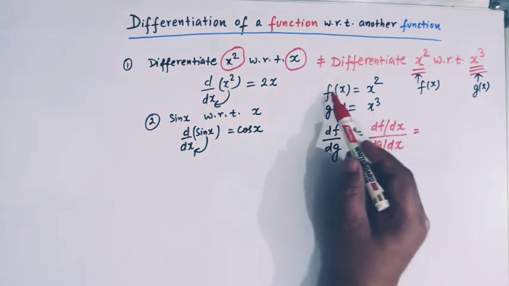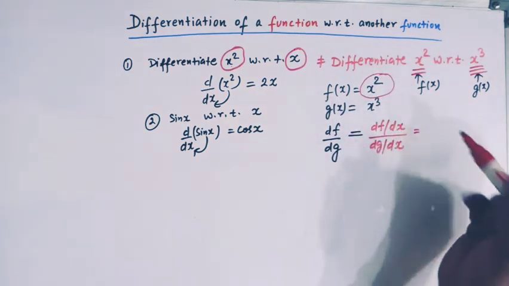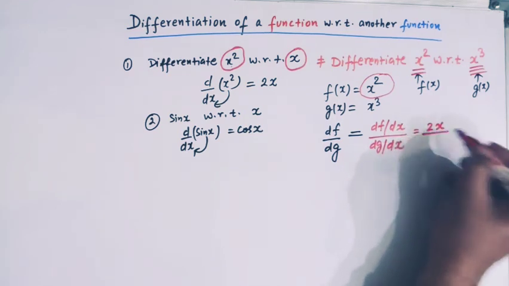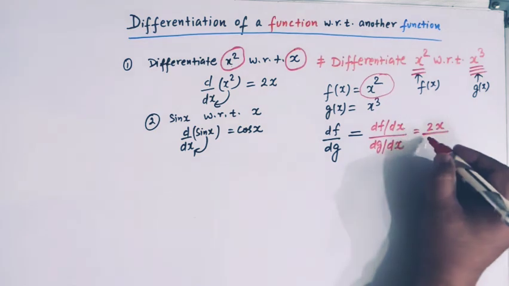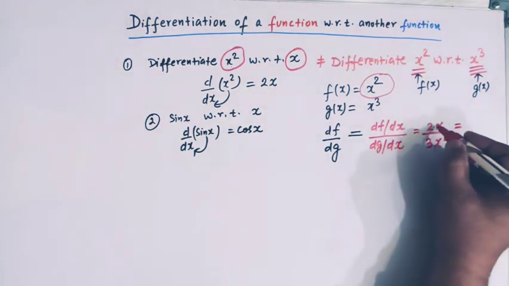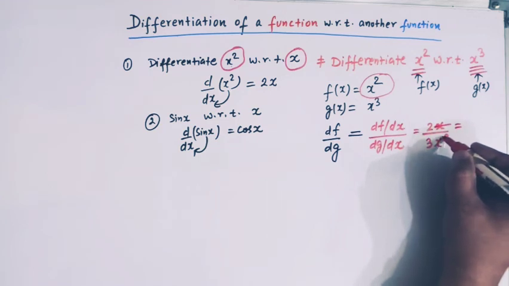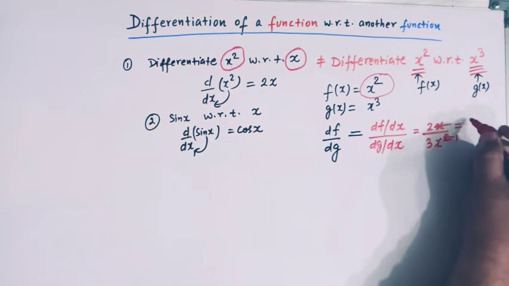So df over dx, the derivative of x square with respect to x, is 2x, and the derivative of x cube with respect to x is 3x square. So here we have x, and this x gets cancelled. Here we have 1 over x, so this is 2 over 3x.